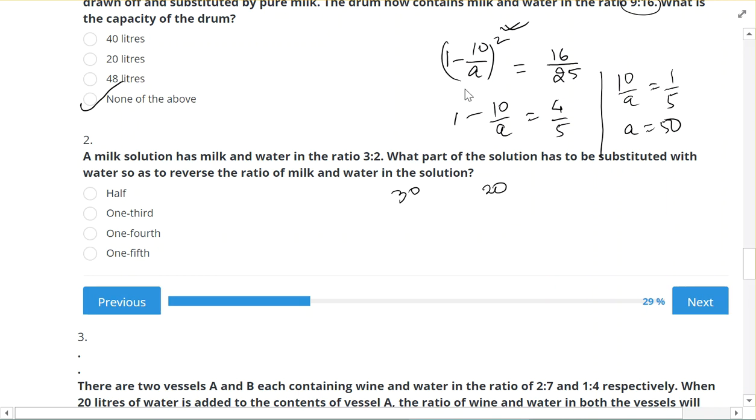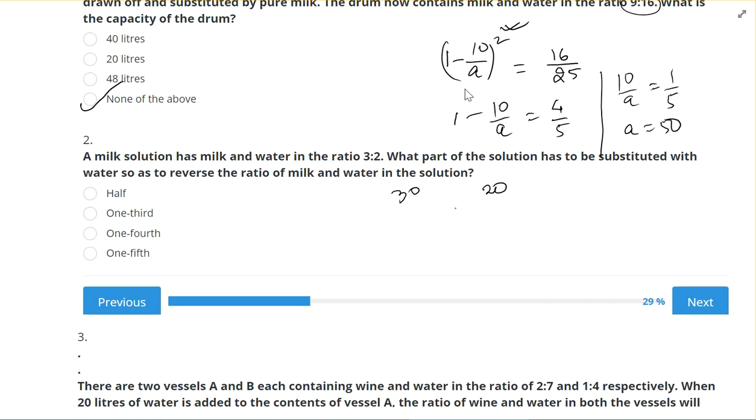Okay, and if I remove some part of the solution, then milk and water both will be removed in this ratio only, 3 is to 2. So if it is 50 liters and I am removing half, so 25 liters I am removing, so 15 and 10 will be removed. If I'm removing one third, then the quantities will be in proportion to that. Here in the options, half, one third, one fourth, and one fifth are there.